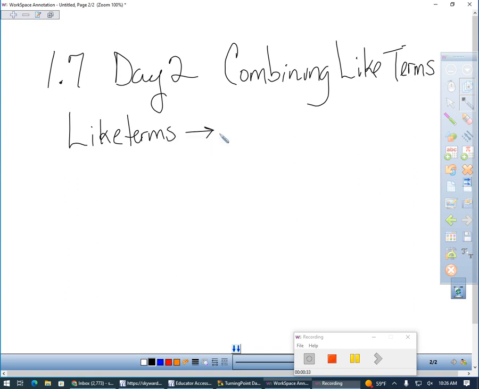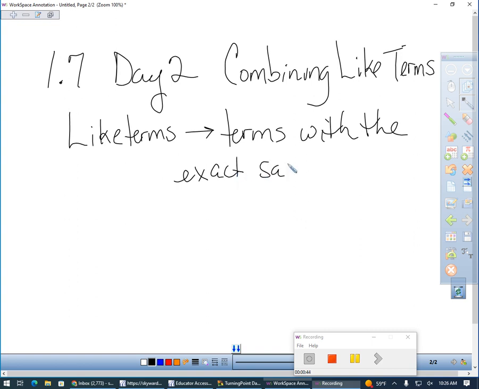are terms with the exact same label. And I say label because sometimes you can have an x and you can have an x squared. Are those like terms? No, they're the same variable, but they're not like terms because they're not the exact same label. So we want to make sure that they're exactly the same if we're going to combine them together.